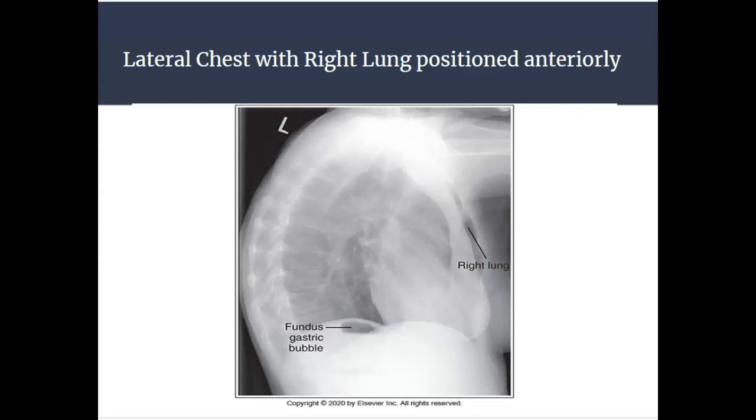On an upright patient, gas in the stomach rises to the fundus. So in this image, you can see that the air bubble in the fundus is right underneath the left hemidiaphragm. So you can determine that because you see this gastric bubble, this hemidiaphragm right here is the left hemidiaphragm. Therefore, the left side is positioned posterior to the right side.